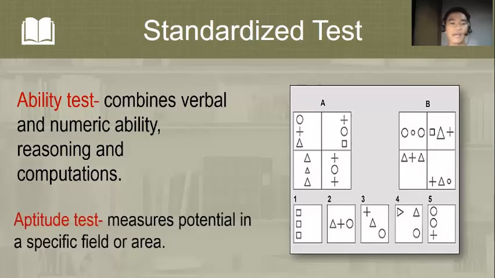Second, we have the aptitude test. From the word aptitude, it measures potential. Take note of the term. When you measure potential, what you are getting is an aptitude test. What's the purpose of an aptitude test? Again, to measure your potential.